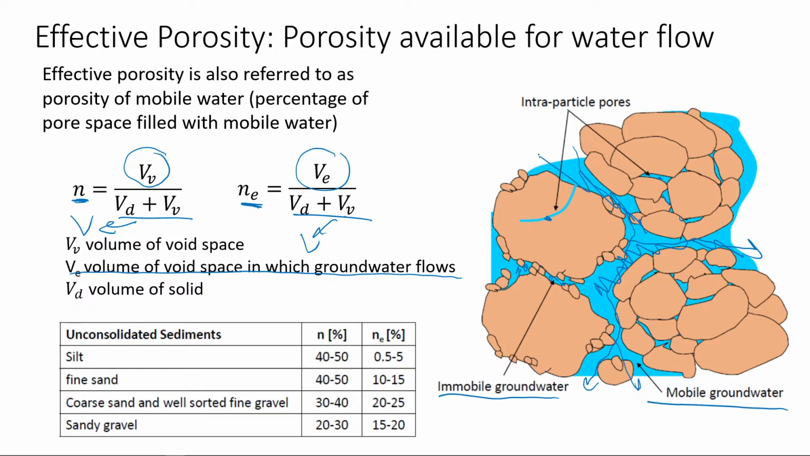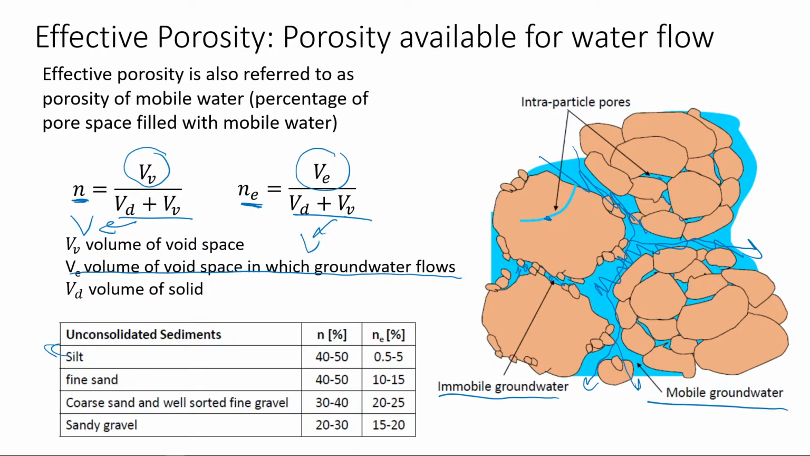So let's look at an example. Silt, for example, has very fine particles. Its porosity is 40 to 50%, but its effective porosity is less than 1% to 5%, very small, so groundwater cannot flow. And that's why silt usually does not make an aquifer.